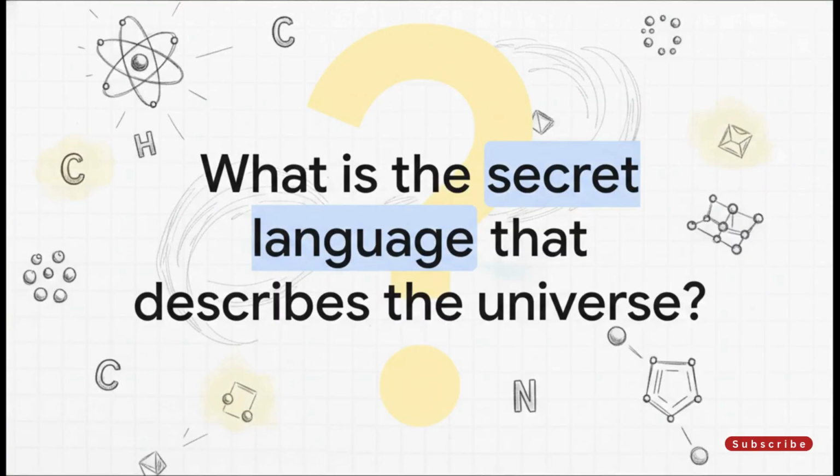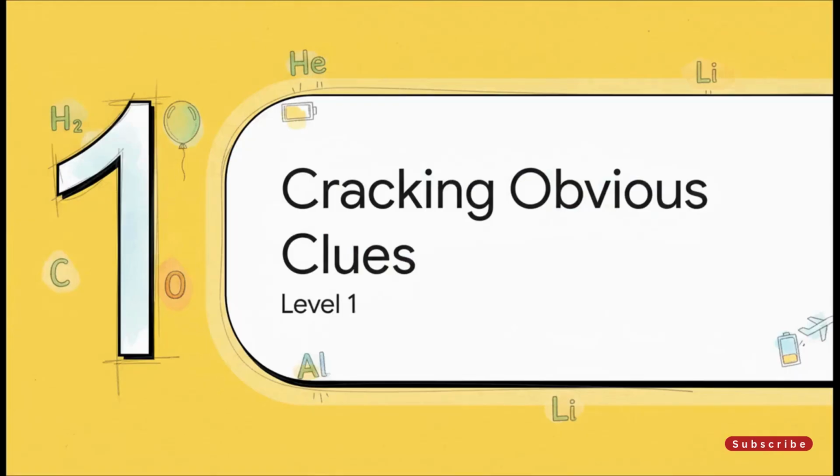Well, it's not a language you actually speak. It's a written code, a series of simple letters that unlock the secrets to the building blocks of all matter. I'm, of course, talking about chemical symbols, the universal shorthand for the elements themselves. Okay, so like any good code, there are levels. And we're going to start with level 1, the easy stuff.